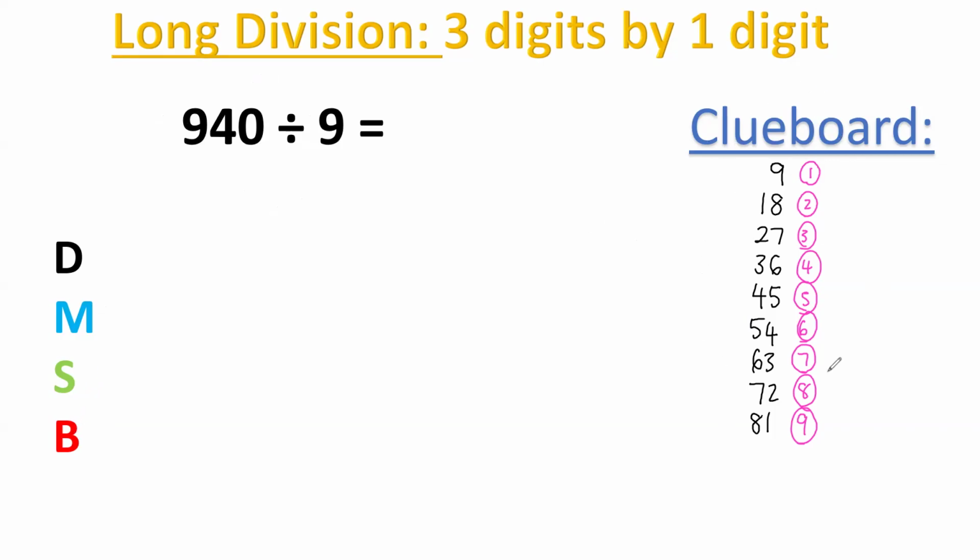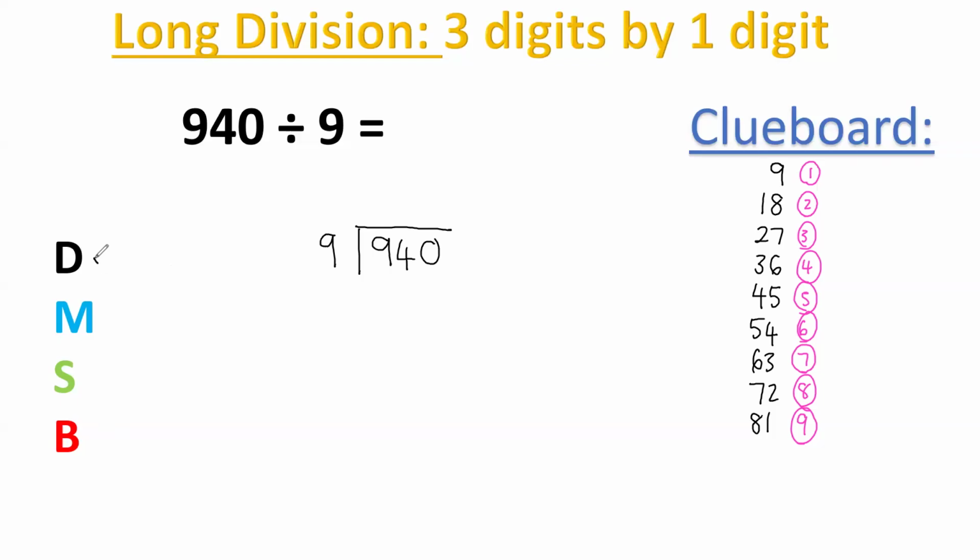So now that I have my first step, my socks sorted out, I have my clue board. The clue board is going to help me, it's going to assist me to answer the question and do the entire routine working out. So 940 divided by 9. So my first step is, as I'm going along, I'm going to place ticks on the left-hand side.